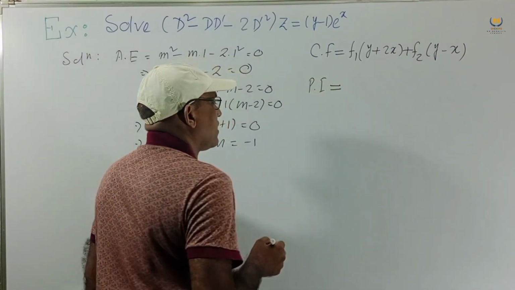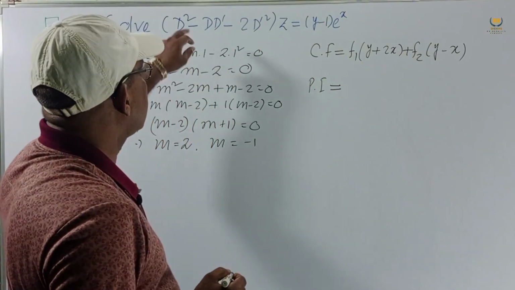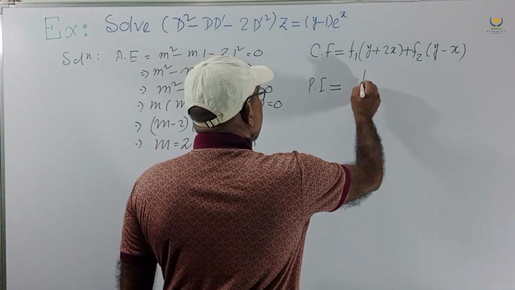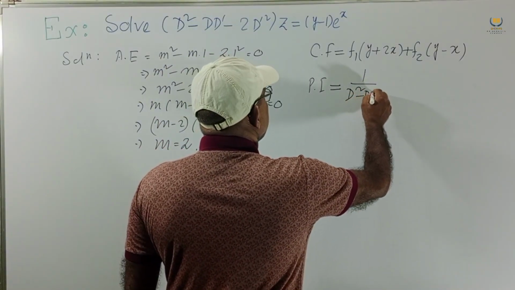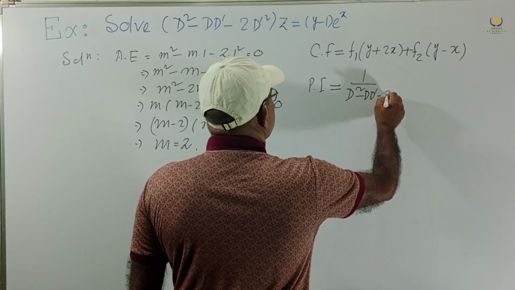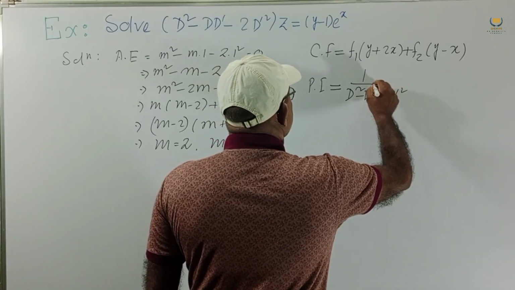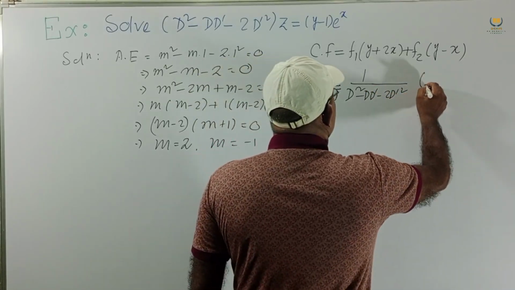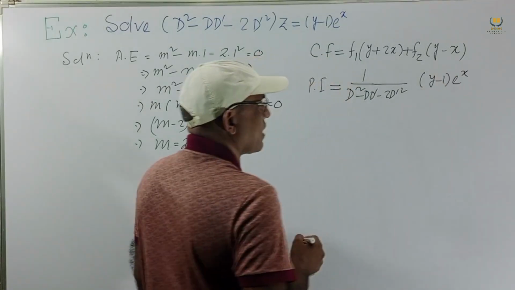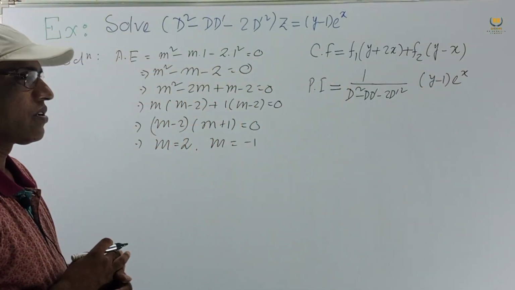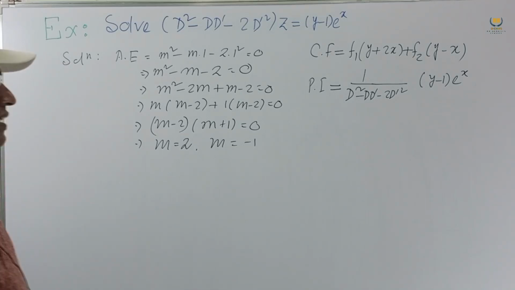Particular integral equal to this one, 1 by D square minus DD dash minus 2 D dash square, y minus 1 e to the power x. We consider this as the particular integral.